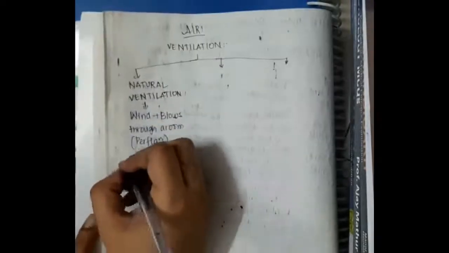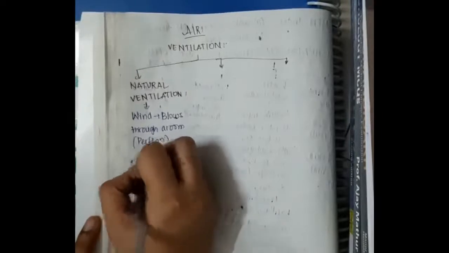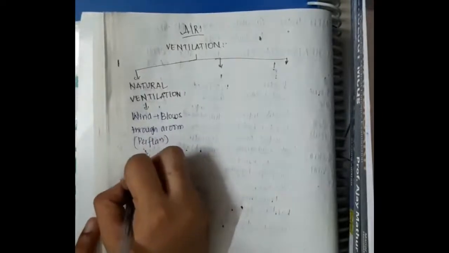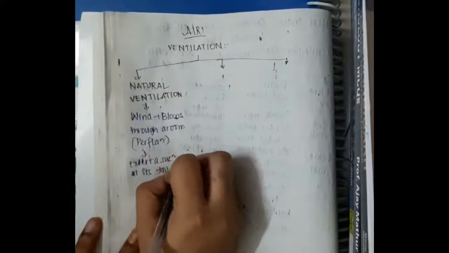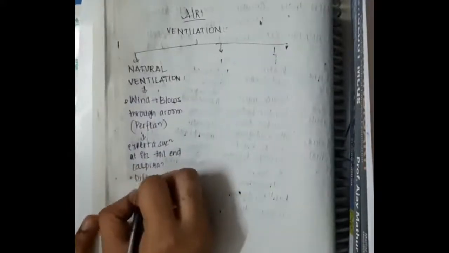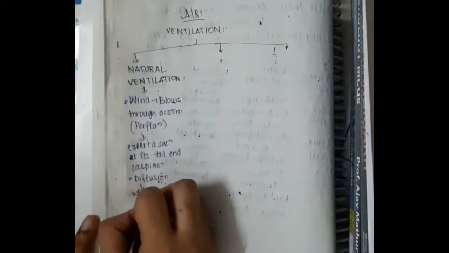Second, we have mechanical or artificial ventilation. Natural ventilation includes wind which blows through a room, which is called perflation. Wind blowing in a room is perflation. This wind will exert a suction at its tail end, which is aspiration. Diffusion occurs when it passes through openings, that is diffusion.